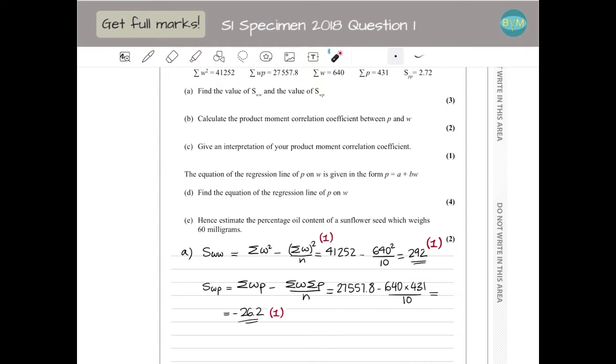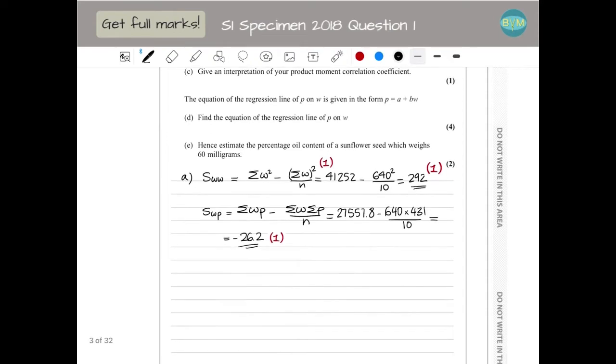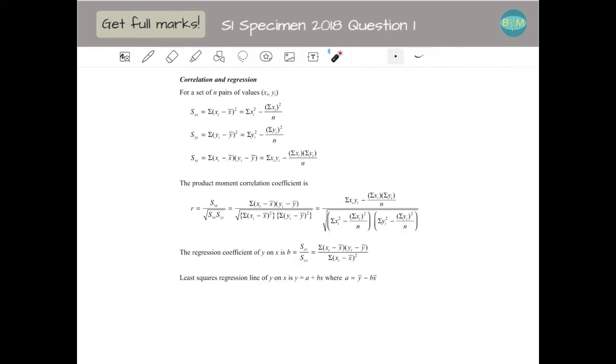So these are the 3 marks for A: 1 for knowing how to use the formulas, and the other 2 for the 2 answers that they are asking. Then B, calculate the product moment correlation coefficient between P and W. Again, it's a formula that is in the formula booklet. It's this one. We are not going to use this other thing, just this one.